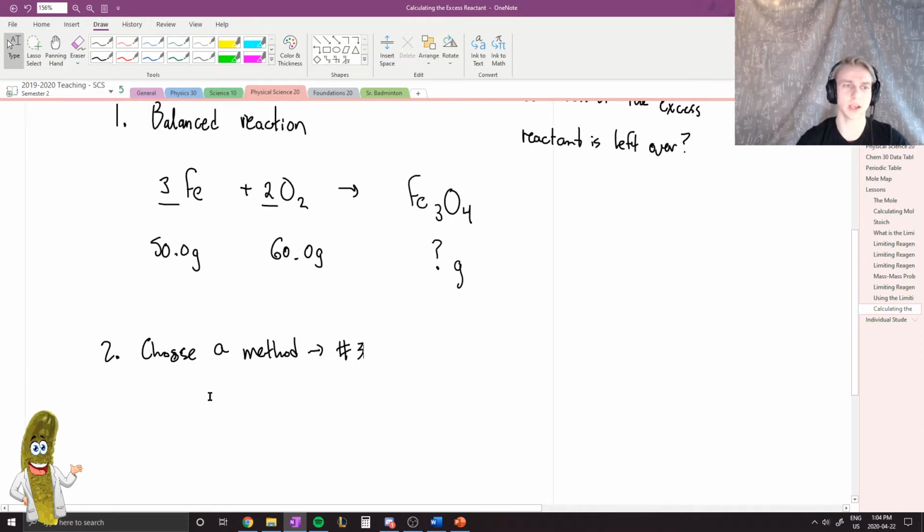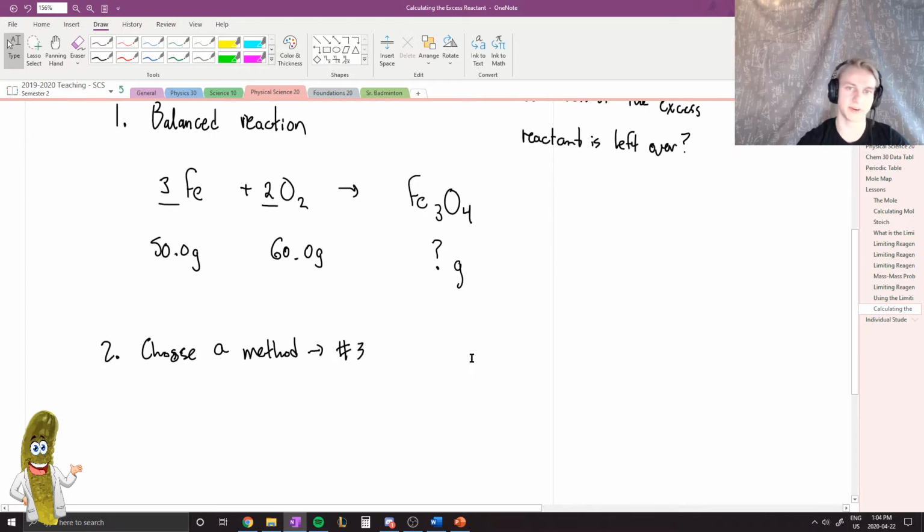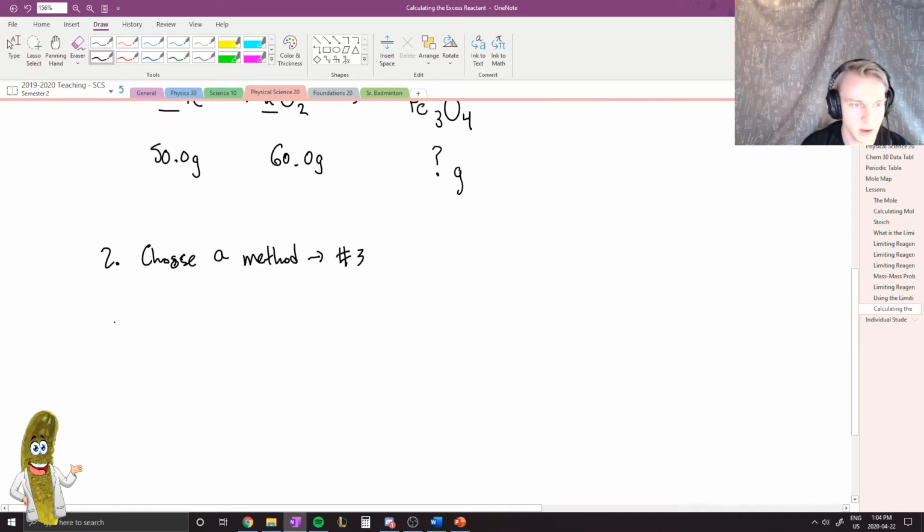The way that's going to work is we're going to start with the number of grams of Fe and figure out how many grams of this iron oxide we can produce. And then we're going to start with oxygen and figure out how many grams of this iron oxide we can produce. So let's start with the iron. We have 50.0 grams of Fe, times that line. I know that that'll convert into 1 mole of Fe.